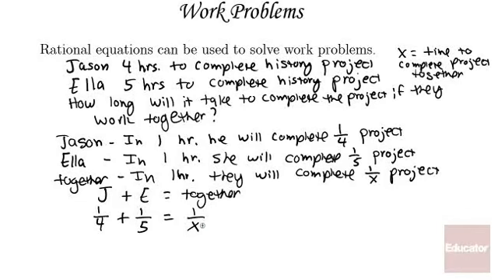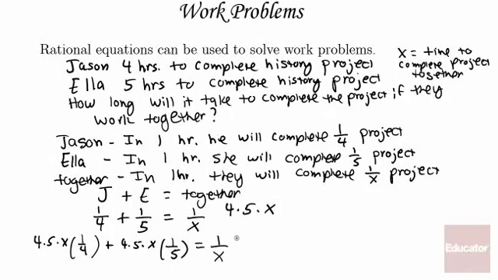Now, this is where the rational expressions come in. What I need to do is use the technique we just discussed and multiply both sides of the equation by the LCM of the denominators of all the fractions and rational expressions in order to get rid of the fractions. So I'm going to need to multiply by 4 times 5 times X. So over here, I multiply 4 times 5 times X times 1/4 plus 4 times 5 times X times 1/5 equals 1 over X times 4 times 5 times X.